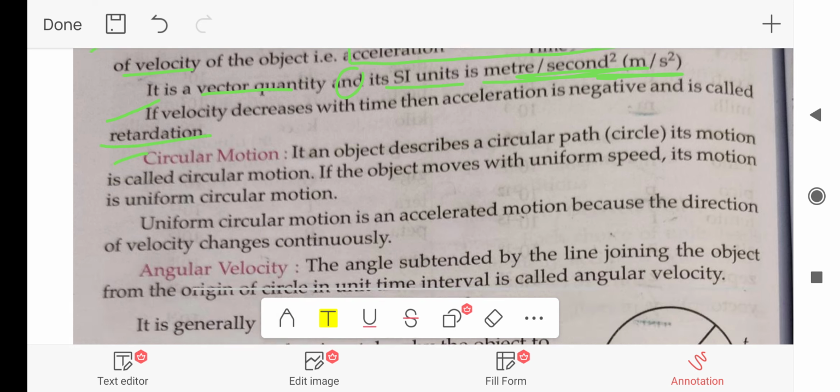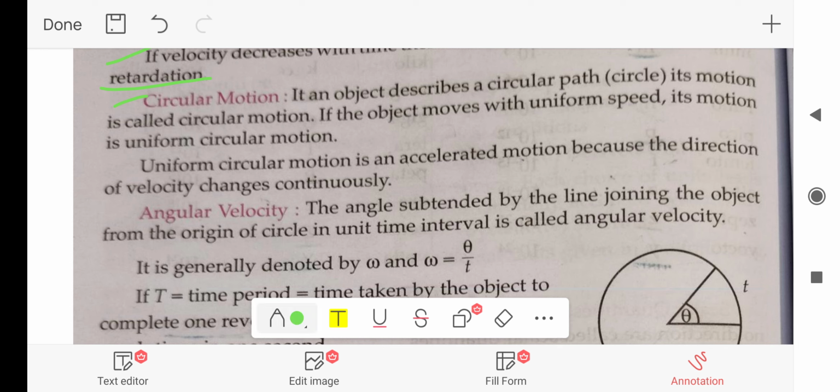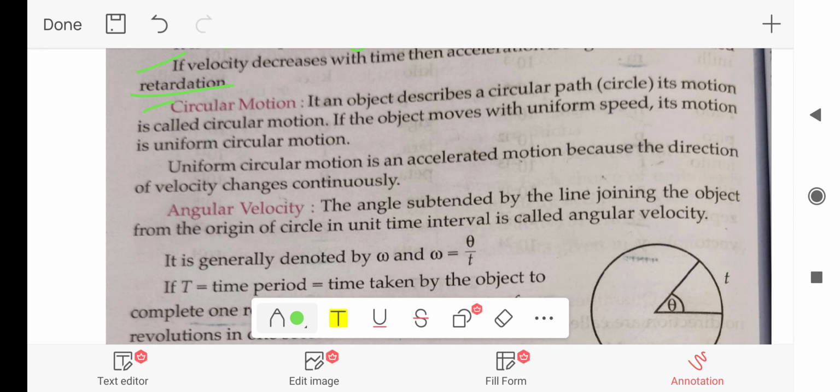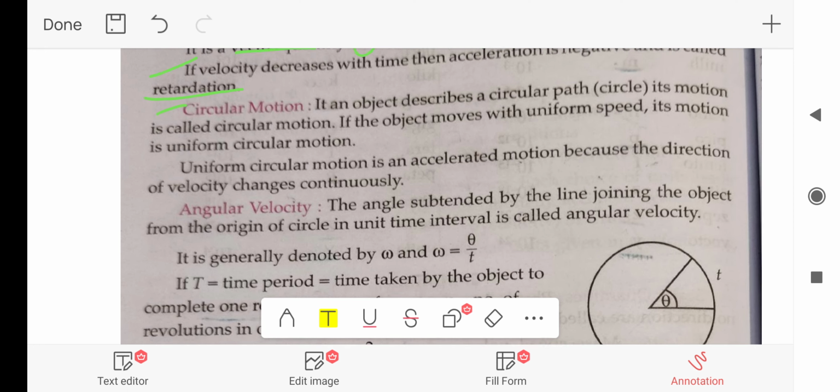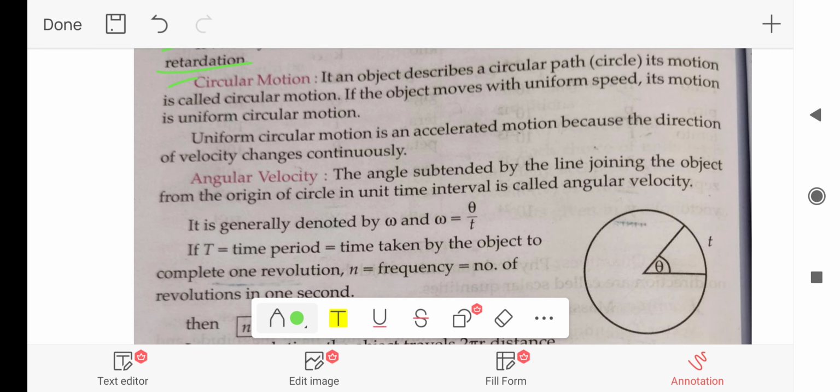Circular motion. If an object describes a circular path, its motion is called circular motion. If the object moves with uniform speed, its motion is uniform circular motion. Uniform circular motion is an accelerated motion because the direction of velocity changes continuously.